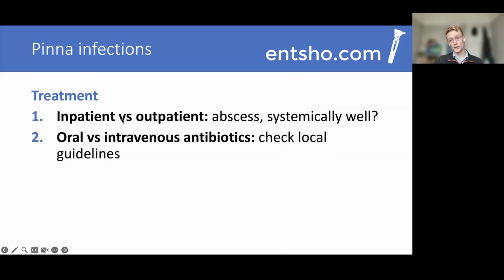So how do we treat it? This varies a bit depending which centre you work in, so you should be aware of what your local protocol is. But generally speaking, as an inpatient or an outpatient, it depends if they've got an abscess, in which case they're almost certainly going to be admitted, or if they're systemically unwell. Typically both pinna cellulitis and perichondritis would involve hospital admission for IV antibiotics. However, some centres are now moving to antibiotic treatment with things like oral ciprofloxacin, which has equivalent bioavailability between oral and IV routes.